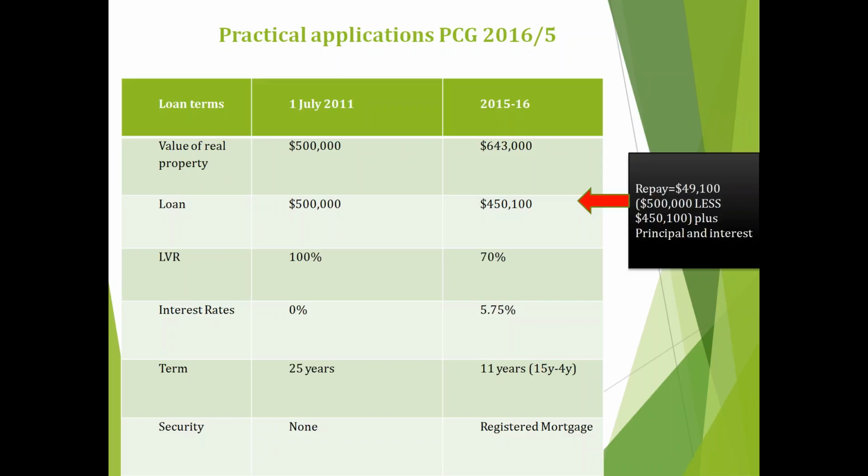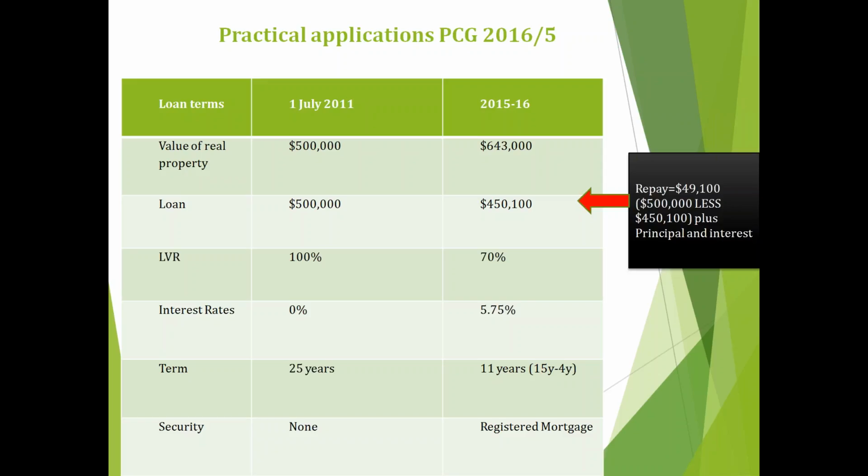450,100, which means that the SMSF needs to repay the balance of the 49,900, which is the 500,000 of the original loan less the 450,100, which is the current maximum loan amount, before the new deadline. The balance of the loan term is 11 years, which is 15 years less the expired years of the loan.